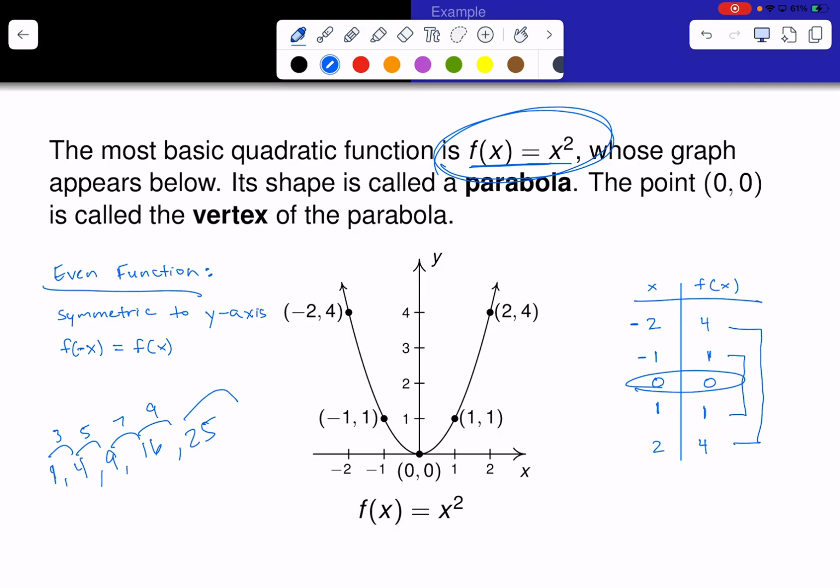What's the next perfect square? 36. It has to go up by 11. Do you see their difference by odd numbers? If you've never seen that before. So that's what perfect squares do. So that's why the parabola goes up that way.